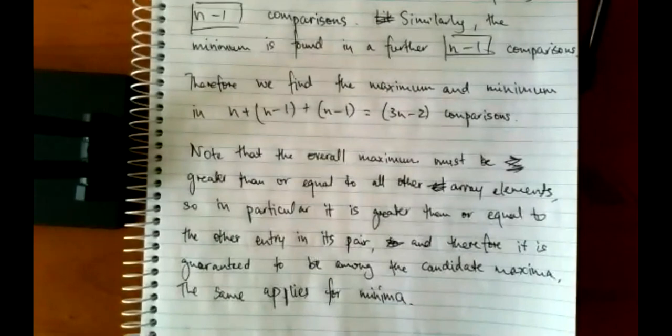So yeah, note that the overall maximum must be greater than or equal to everything else in the array, and in particular, greater than or equal to the other thing in its pair. So that means that, yes, the actual maximum does appear among the candidate maxima, and therefore this justifies the correctness of our algorithm, as well as, as we talked about, the number of operations.